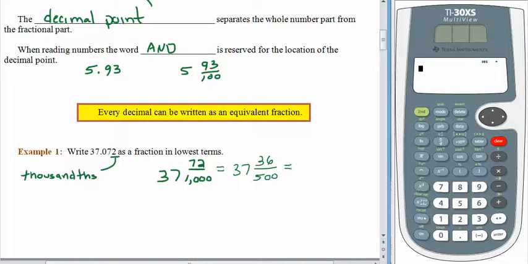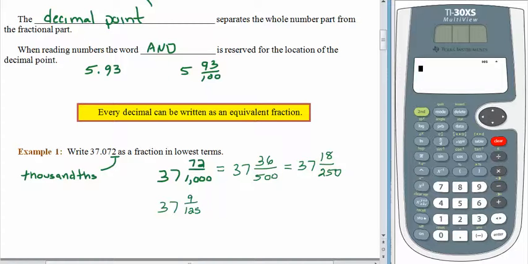Let's do this again. 36 divided by 2 is 18. So this is 37 with an 18 in the numerator. 500 divided by 2 is 250. Getting closer, but I can still divide both of those numbers by 2. So let's do this one more time. 18 divided by 2 is 9. 250 divided by 2 is 125.